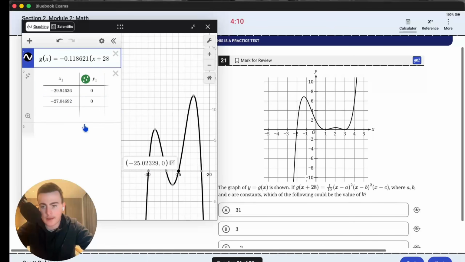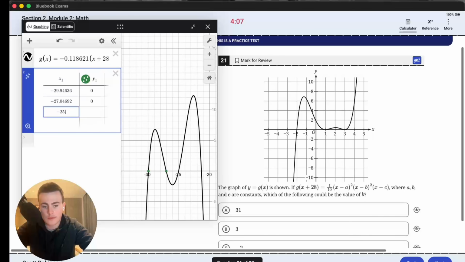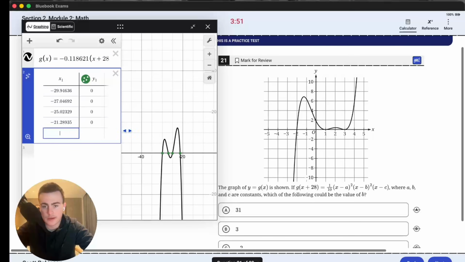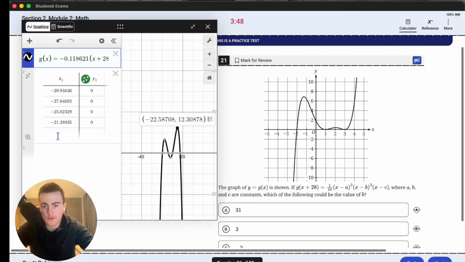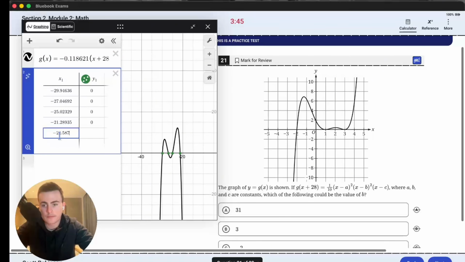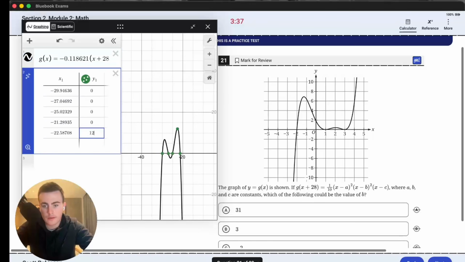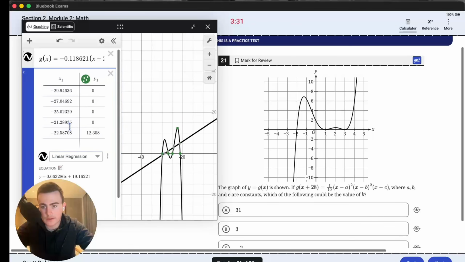And then right here is like negative 2502, 329. Great. Now this is negative 21.28935. Also 0. And then let's just plug in another one to be certain. Negative 22.57, 08, comma 12.3008. Okay, I guess this is enough to graph.